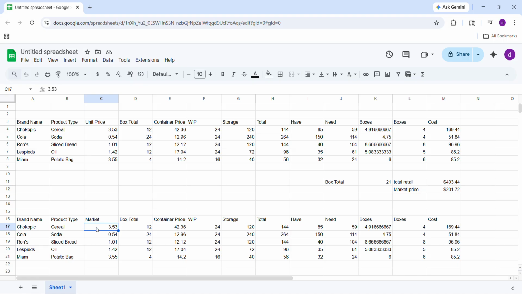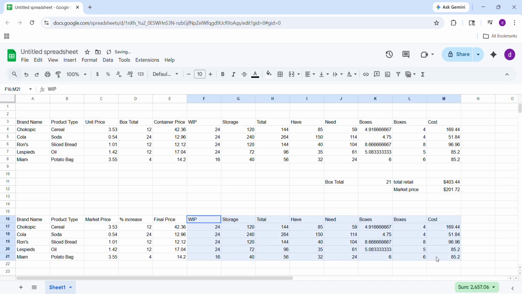So I'm going to say this is our market price. Now here we're going to change this to percentage increase. So this will be final price. And then all this stuff is useless.